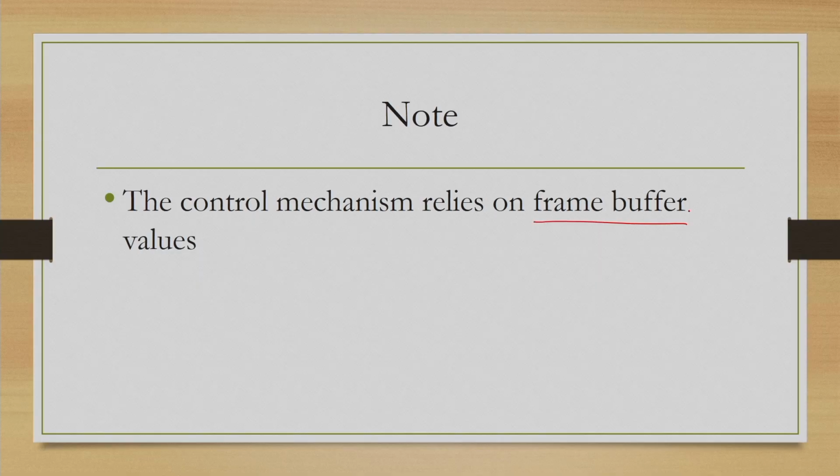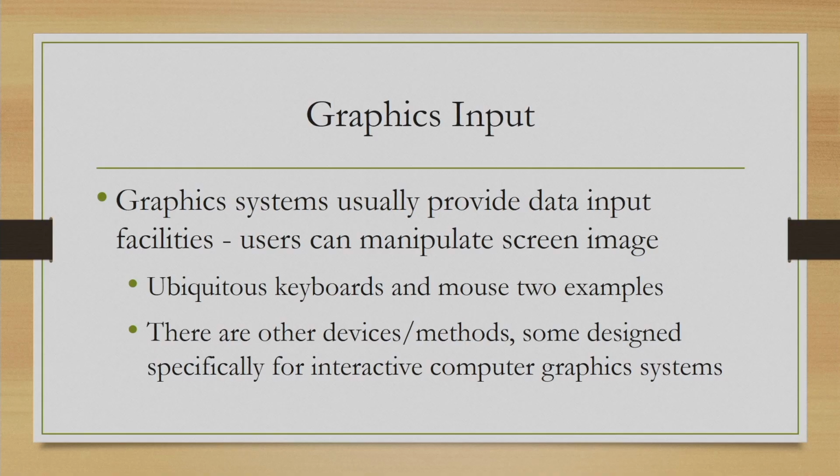So, we have learned about, in brief, two types of graphics output devices, namely video monitors and hard copy outputs. Let us now try to quickly understand the input devices, what kind of inputs are there and how they affect the frame buffer. In most of the graphic systems that we typically see nowadays provide data input facilities. That means, the users can manipulate screen images.